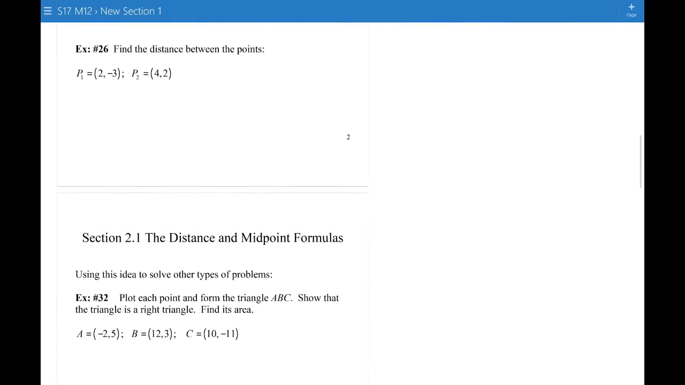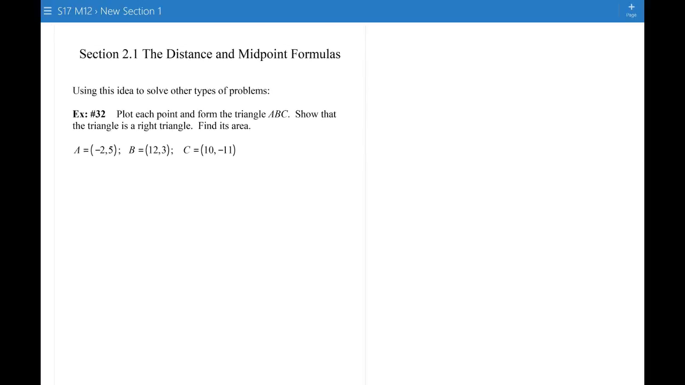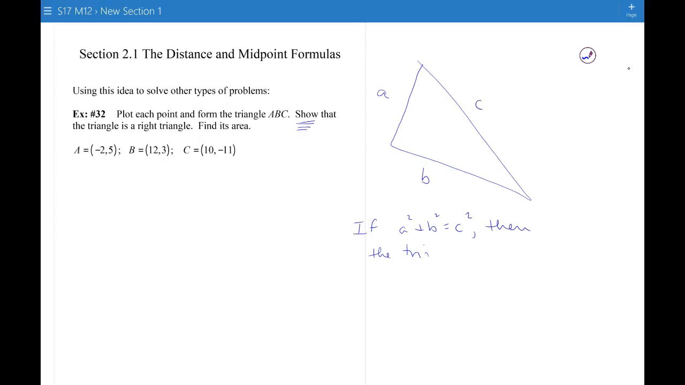So here's the illustration that goes with the theorem. And then we'll just practice finding the distance between 2 points, and then we can use this idea to solve other problems. This one says to plot each point and form a triangle and show that the triangle is a right triangle. The way that you show that a triangle is a right triangle is that you show that a squared plus b squared equals c squared, because the theorem says if a squared plus b squared equals c squared, then the triangle is a right triangle.